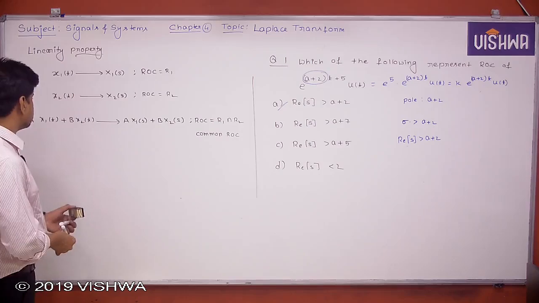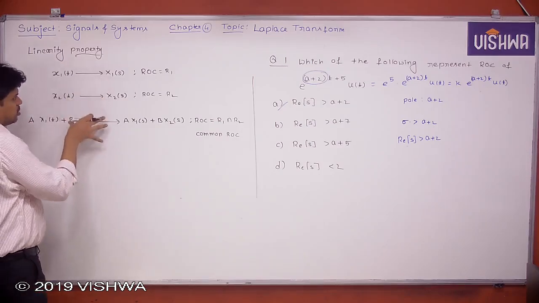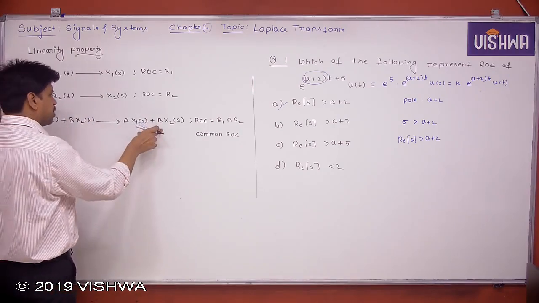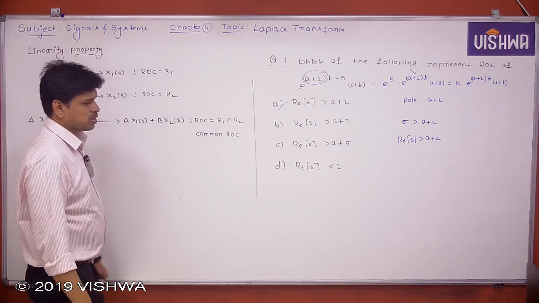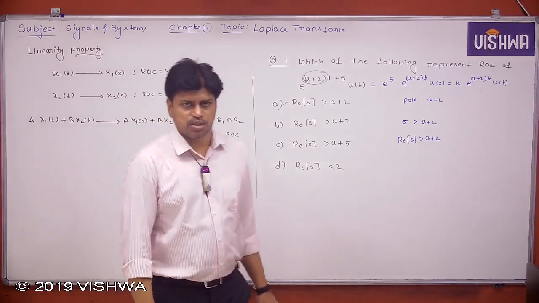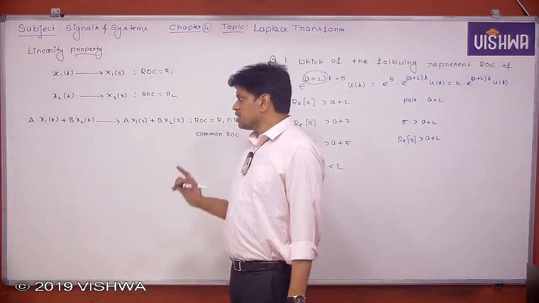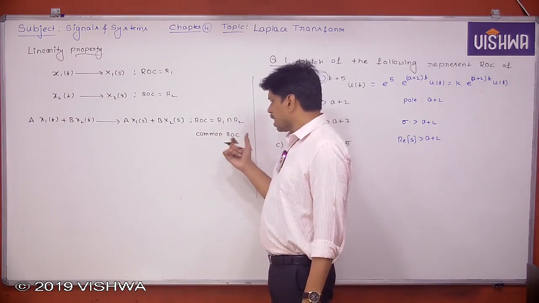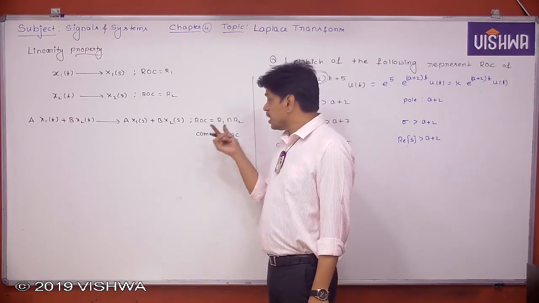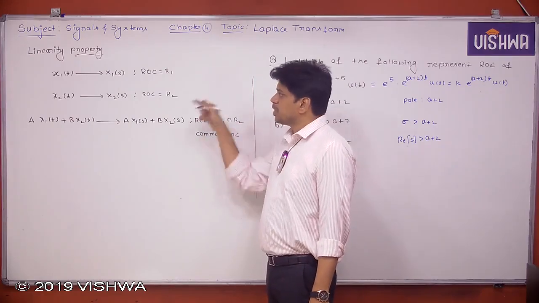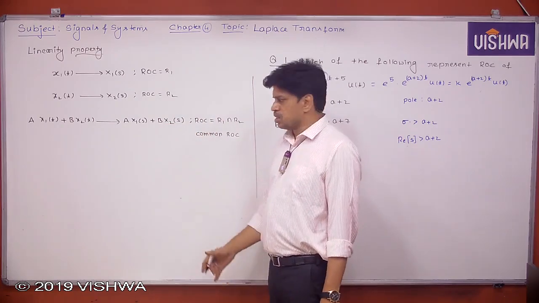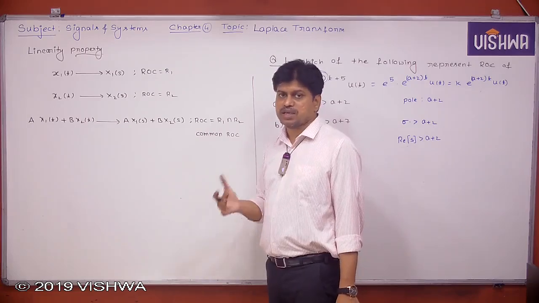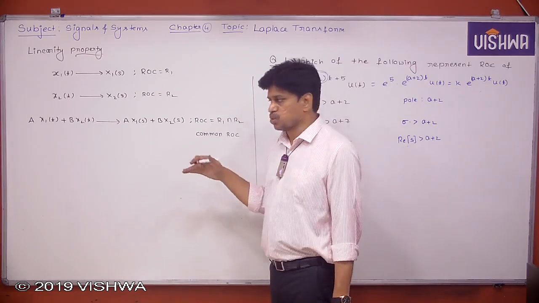Here the students make a mistake. Whenever Laplace transforms are known, to apply the linearity property, what they do is first apply the linearity property, then try to find the ROC, which is a very wrong approach. The sequence we have to follow is: first, does a common ROC exist or not? If there exists a common ROC, then only we apply the linearity property. Sir, what if there is no common ROC? Then we cannot apply the linearity property, or simply we can say the Laplace transform does not exist. So that's what we have to write.